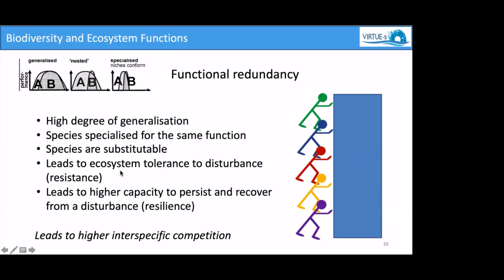And this leads to ecosystem tolerance. Because even if there is a disturbance, only one or the less tolerant species will be eradicated or lost, but there will be others to replace them. And then it also leads to higher resilience, because after a disturbance, the other species can take over the place of the lost species, and the function would still be retained.